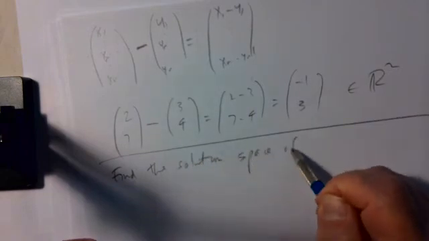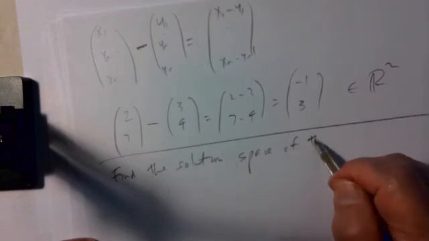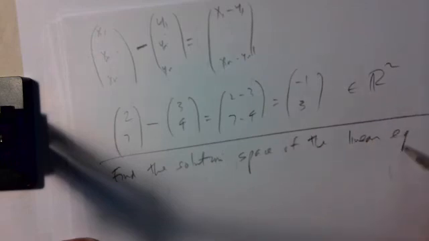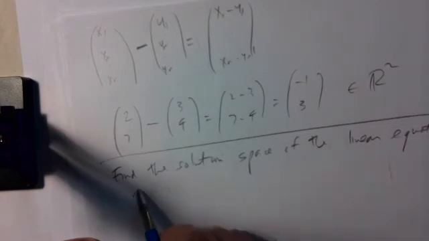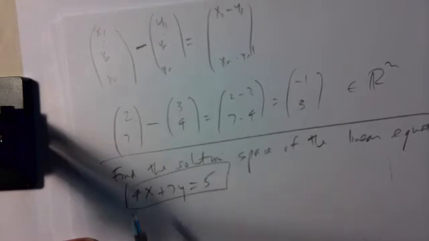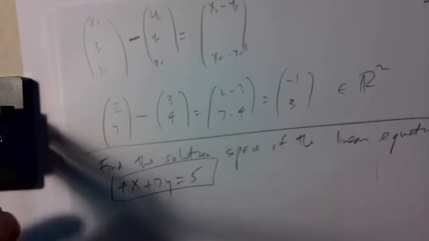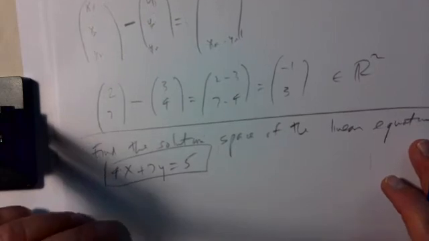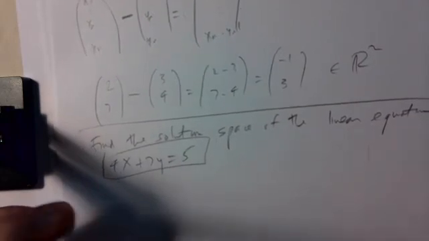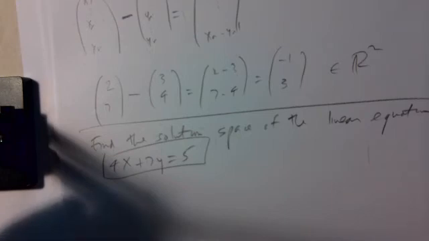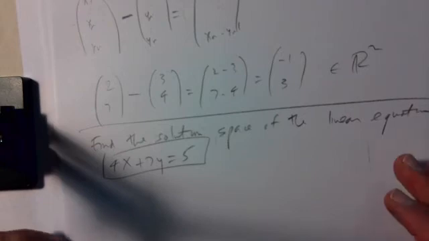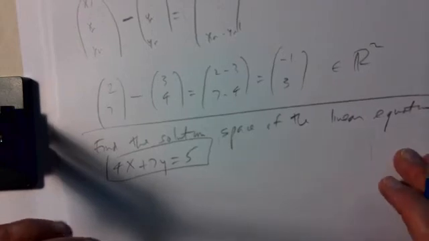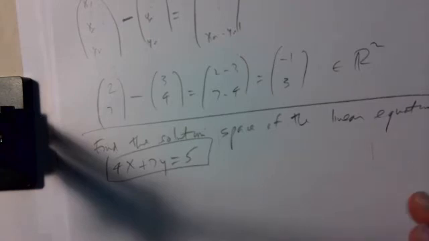Find the solution space of the linear equation 4x plus 7y equals 5. Now, there are always, in mathematics, many different ways to solve a problem. And in general, how you solve a problem is up to you. I only care about your getting the solution. If you get the solution, that's the right answer. If you don't have a solution, that's the wrong answer. Any way that works, works.